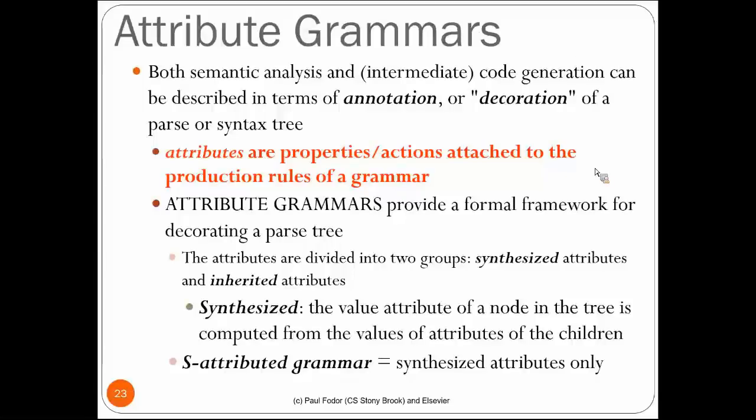So we talked about context-free grammars. On top of these context-free grammars, we add attributes. Attributes are properties or actions attached to the production rules of a context-free grammar. And these additional actions attached to the CFG, context-free grammar, are called attribute grammars. They are a formal framework for decorating the parse tree or constructing a syntax tree, which gives us, at the end of the compiling phase, a representation that we can execute. Now, these attributes are divided into two subgroups. Synthesized attributes, where the value attached to every node in the tree is computed from the values of the attributes of the children nodes of this tree. And the type of grammars that have only this kind of synthesized attributes, computing bottom-up from the leaves of the tree to the top of the tree, are called S-attributed grammars.